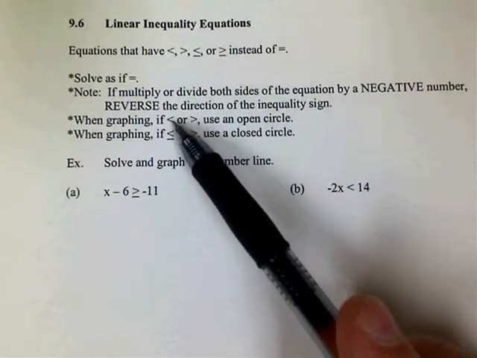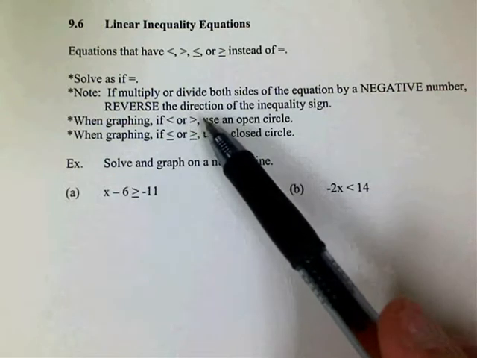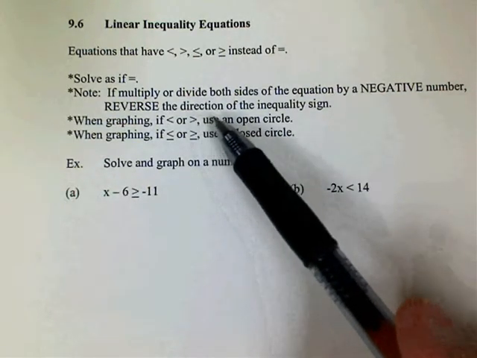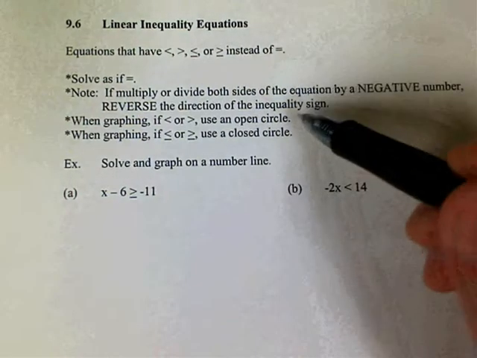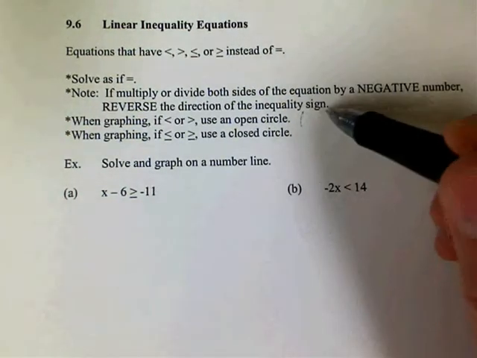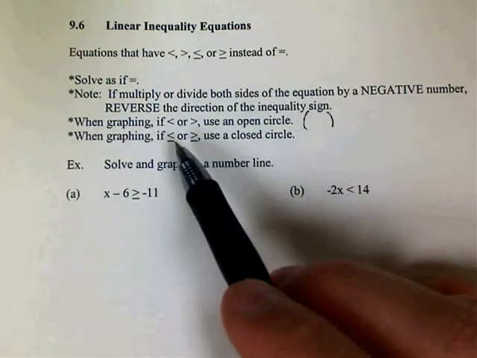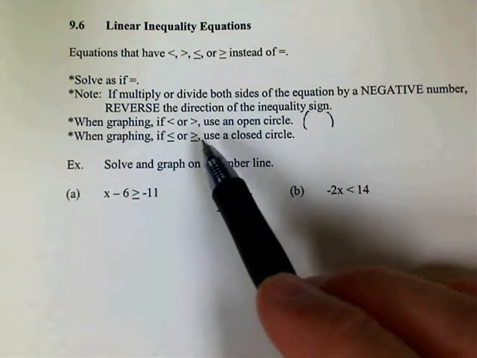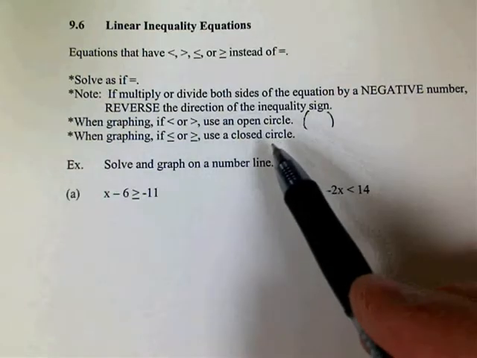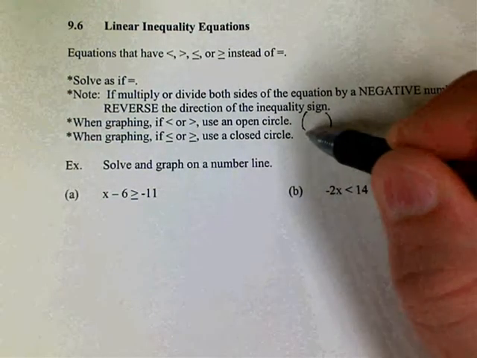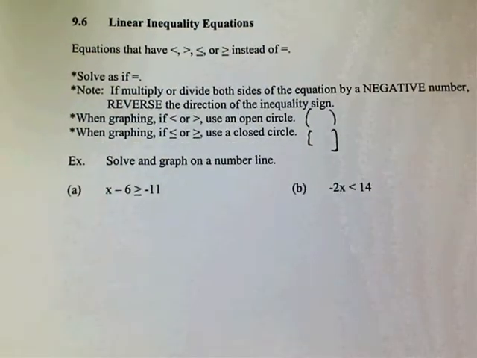So now if you see a less than or greater than, that means it's not included. The number that's involved in the answer is not included in the final answer. You can use an open circle or you can use parentheses. Now if it's less than or equal to or greater than or equal to, you'll use a closed circle because the closed circle represents that number is included in the answer. You can also use brackets. So we're going to do a few examples.